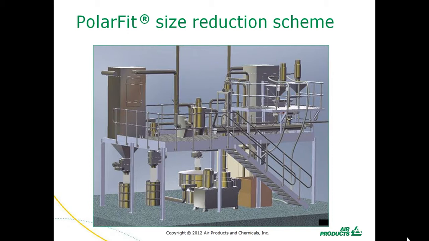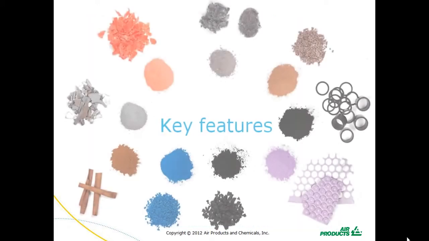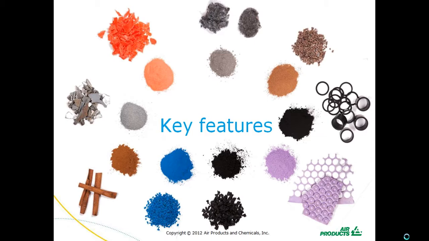Air Products can also design and supply a complete turnkey solution for your size reduction requirements. This animation shows an Air Products PolarFit system designed, built and installed by Air Products. Typically, our installations are turnkey solutions including material feed systems, cryogenic cooling conveyors, grinding technology, sieving equipment, air classification technology, and full control systems.